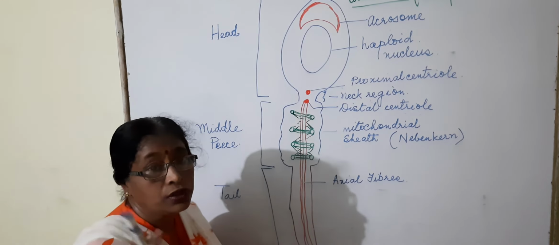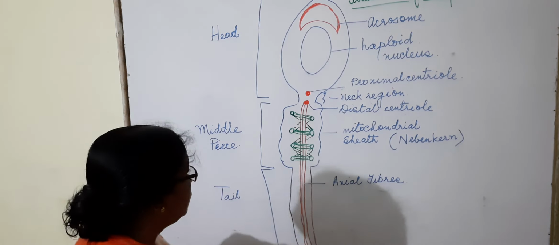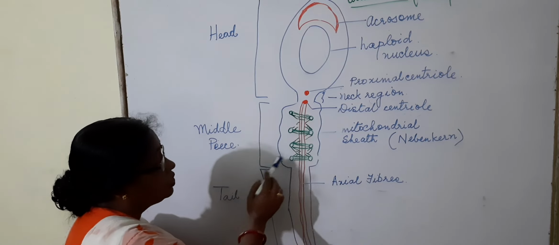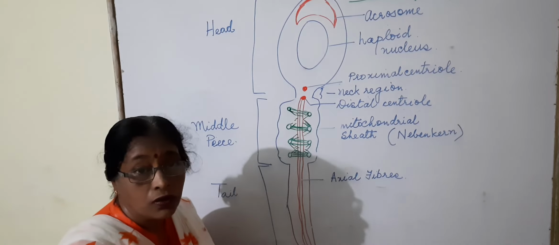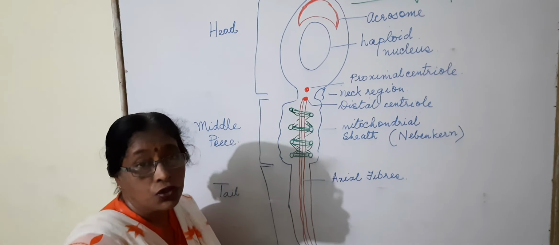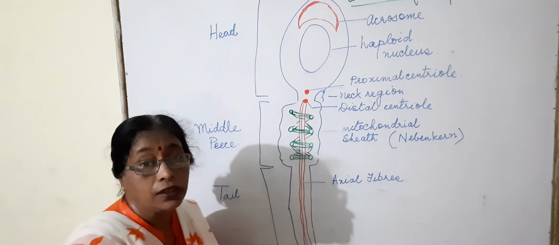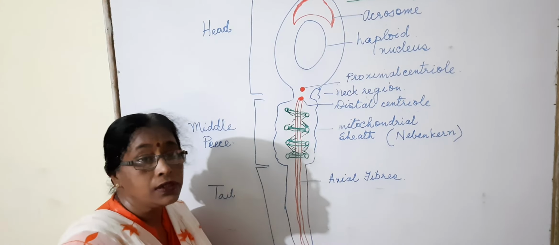It contains two centrioles, the proximal centriole and the distal centriole. Then a middle piece is there which contains a sheath of mitochondria which releases energy for the locomotion of the sperm. And the longest part of the sperm cell is the tail which helps in locomotion.